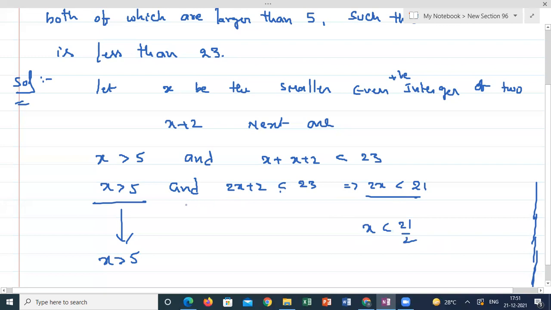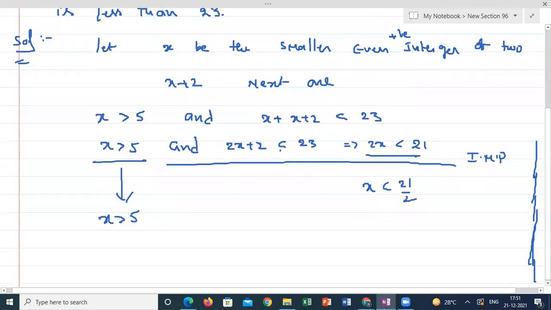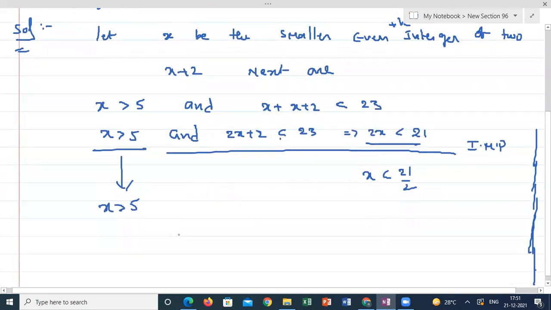So getting the expressions is important here. Solving doesn't matter here because we have already solved this kind of inequality previously. So x greater than 5, x less than 21 by 2. That means 5 less than x less than 10.5. So x is lying between 5 and 10.5.